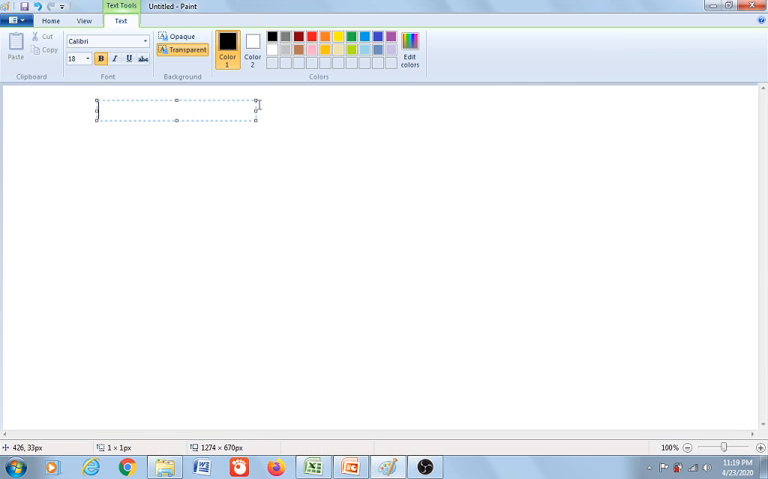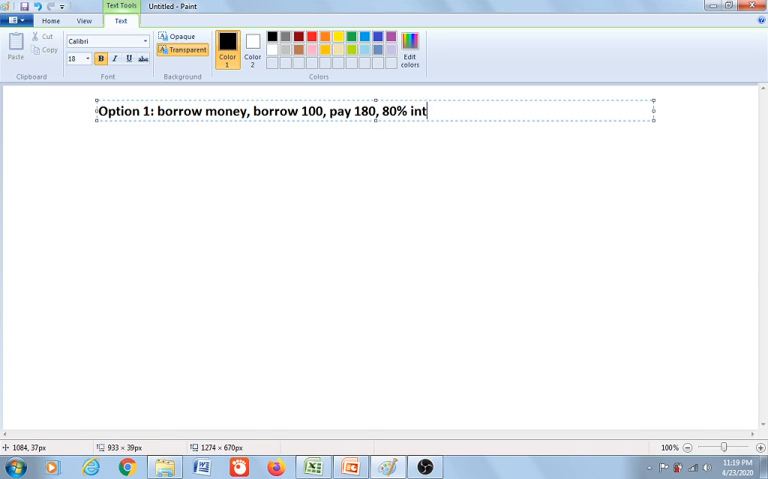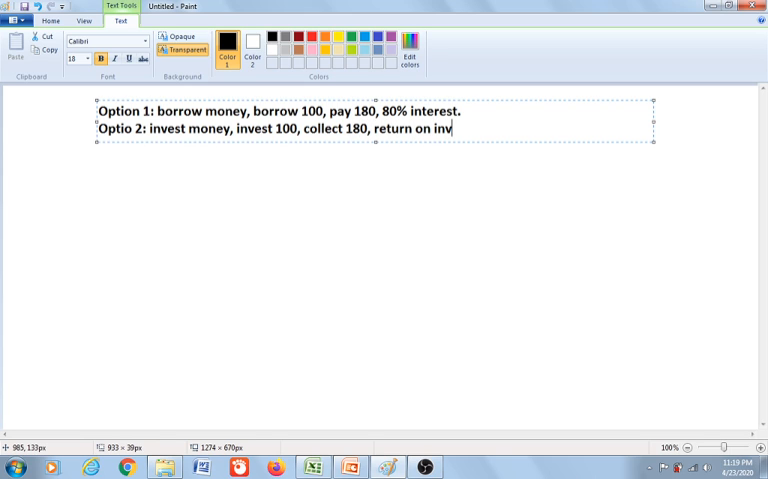So here, after getting the optimal solution, she has two options. Option 1, borrow money. In that case, borrow 100, pay 180, so that means 80% interest. Then option number 2, invest money. Invest 100, collect 180. So the return on investment equals 80%.